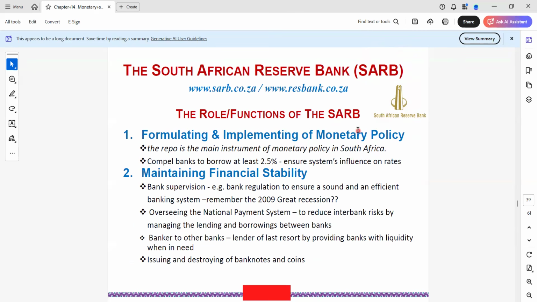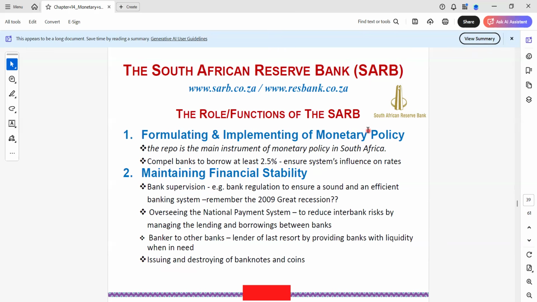So under the monetary policy, we have instruments such as your repo rates, your open market transactions, your cash reserves, and yeah, we're going to get into that. But those are the instruments of the monetary policy, right? Which is your cash reserve requirement, your repo rates, and open market operations or open market transactions. Number two, they maintain financial stability.